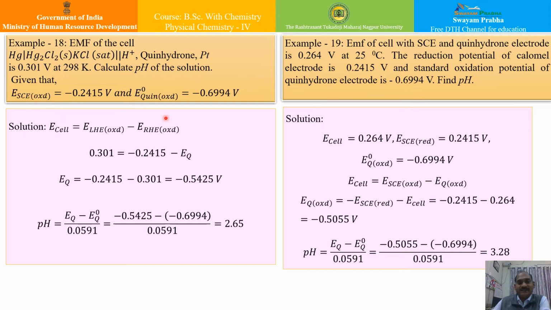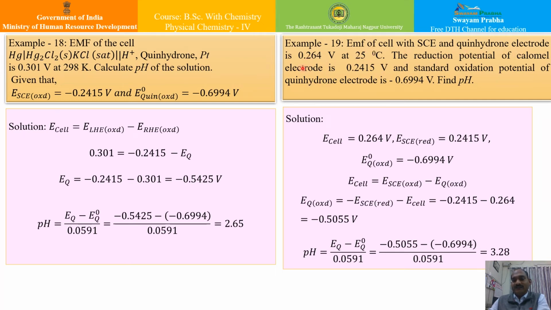I know the standard calomel electrode EMF is given by this, and the quinhydrone electrode standard EMF is given by this. I know the formula we have seen, so E cell is equal to this. If I substitute the values, I can find out the EMF of this particular cell, and since I know the value of the standard quinhydrone electrode, I can find out the pH of the solution. In this way, I can take n number of solutions and determine their pH. Similarly, I can utilize this concept for determining the EMF of a cell with a standard calomel electrode and quinhydrone electrode.